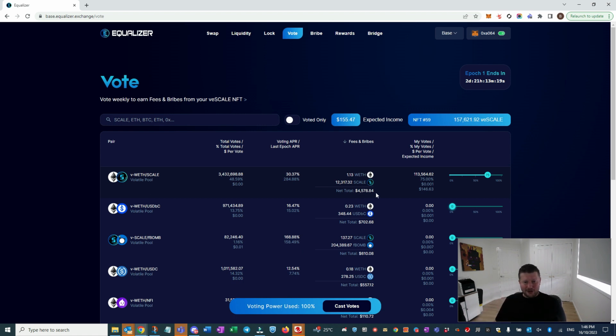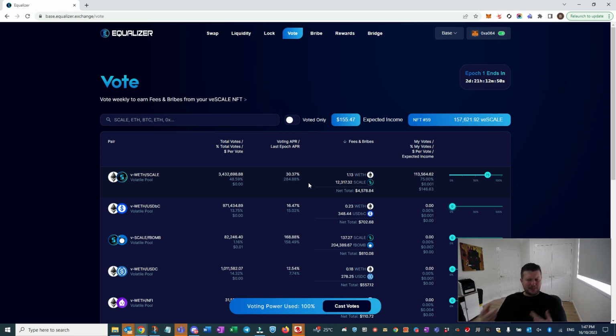So if there's $4,578 worth on that pool, and you contribute 1% of that vote, then you're going to get $45 out of that. Depending on how much you contribute of that vote, if you were 10%, you get $457 of that. So the more you've got locked up as veScale that you can now govern and vote with, the more you can earn out of these pools and direct emissions where you want.